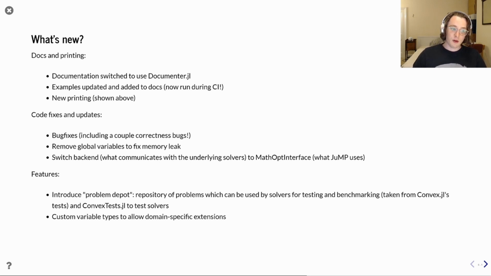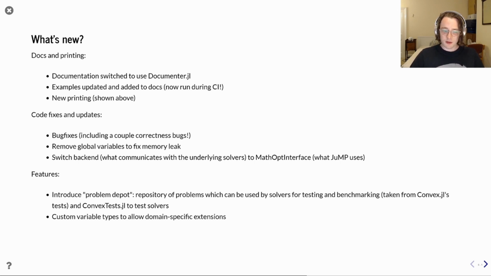There's also been some code fixes and updates, some bug fixes, including a couple of correctness bugs. So if you were getting weird results with Convex.jl a year or two ago, weren't sure what was wrong, possibly it was a correctness bug. Try again. I don't think there's any left, but if you find anything, please file a report.